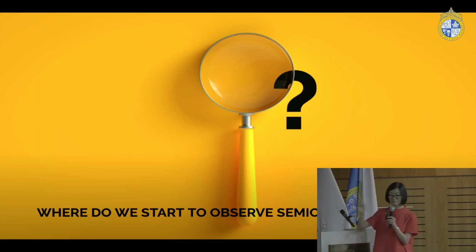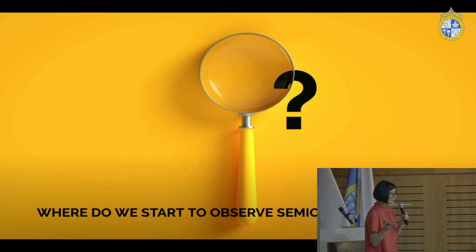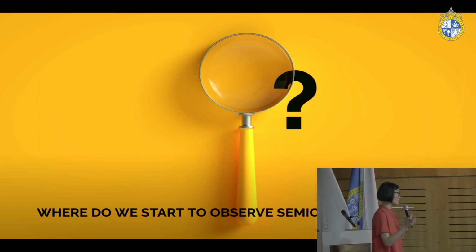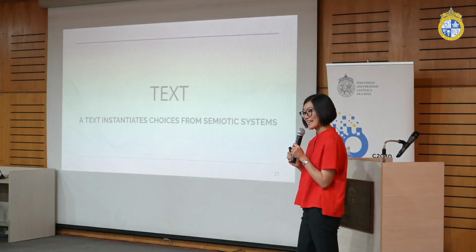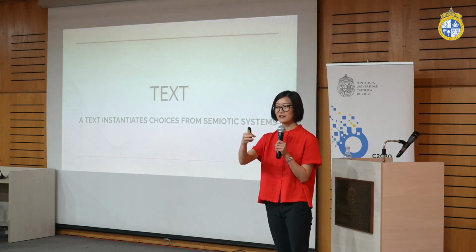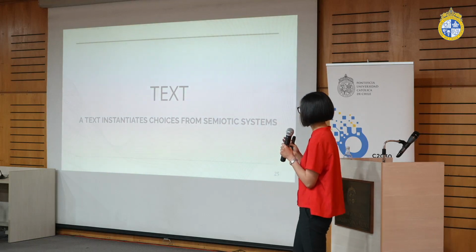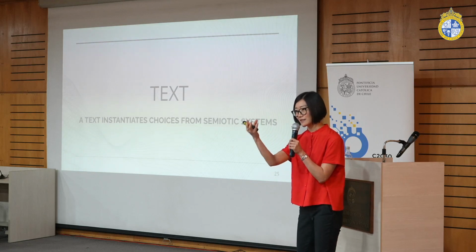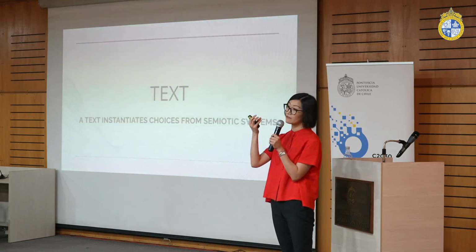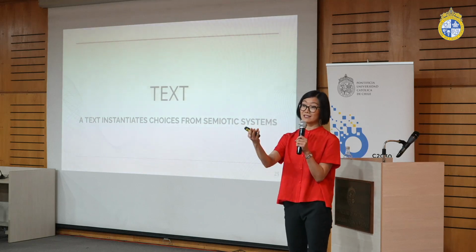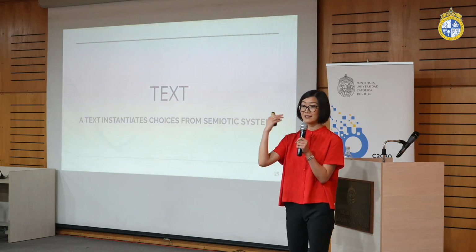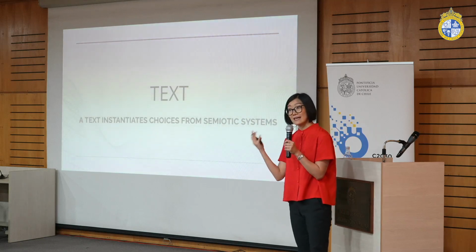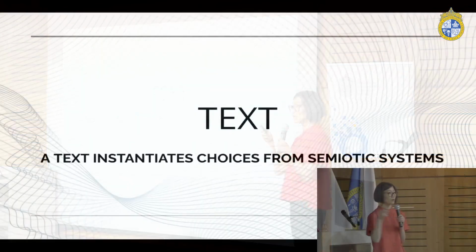All right, so the question I'm going to ask next is, where do we start to observe semiotic resources? For linguists like us, how do we explore this phenomenon of social semiotics? The answer is text. And what is a text? A text can be a product, a page that you probably have, right? And a text is also a process. So a text is this product that instantiates the choices of semiotic systems. I am currently producing a text with my talk in this room, right? And this is a multimodal, multi-semiotic text. We are constantly producing text with the semiotic resources that we have, right? So that's where we start.